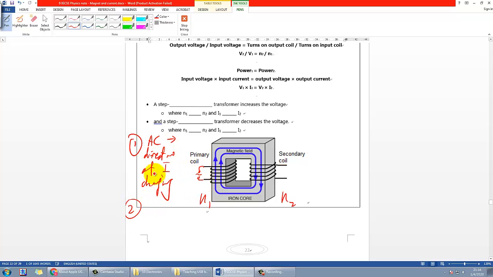And then as a result of this, since current will induce a B field, right? Then the induced B field direction will be changing as well. And therefore, you can imagine the magnetic field is going up and down, up and down, very quickly.